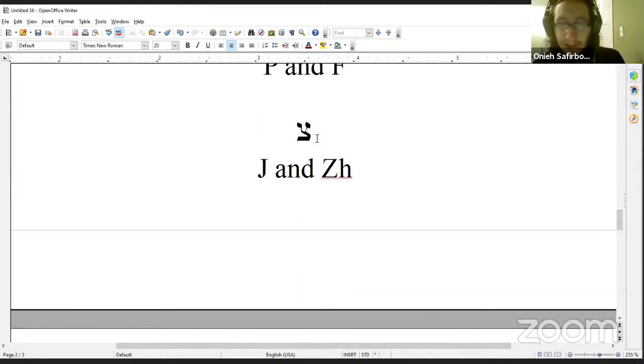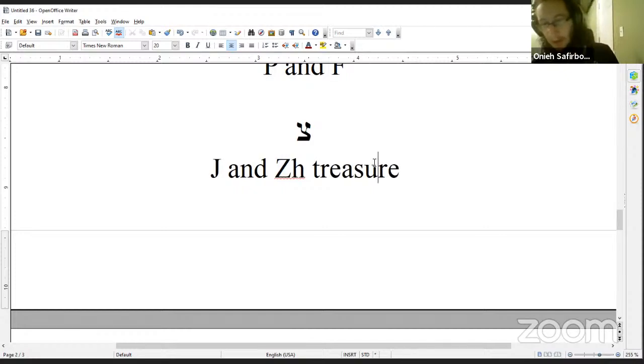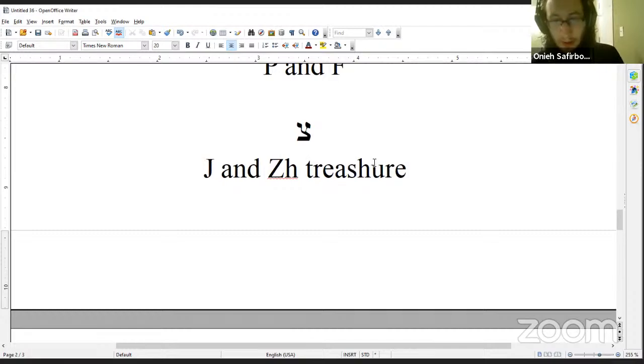Now this one is the letter Sadi, and it has a J sound, like the English letter J, like the word treasure. Now notice, even though it's used as an S, we pronounce it as J. We don't pronounce it as sh. Treasure. We pronounce it as treasure.